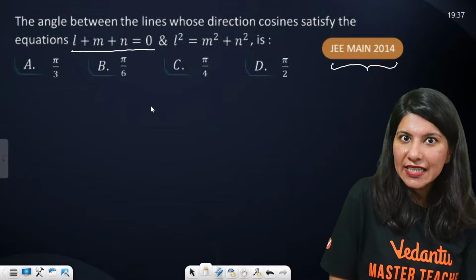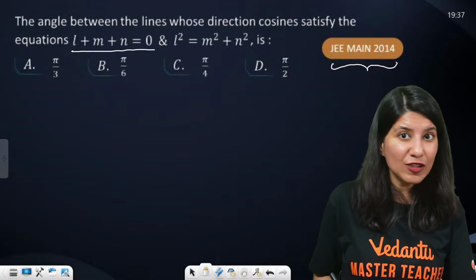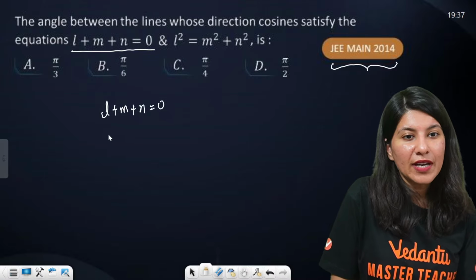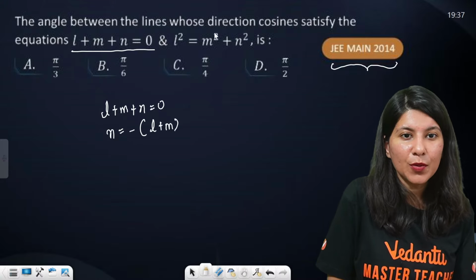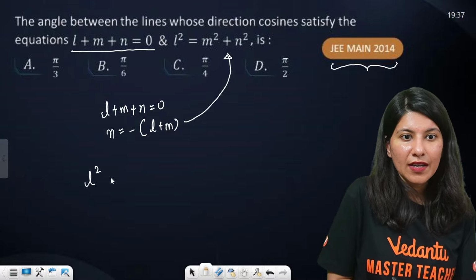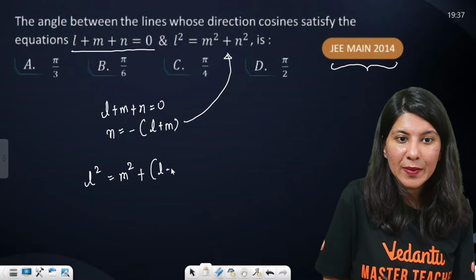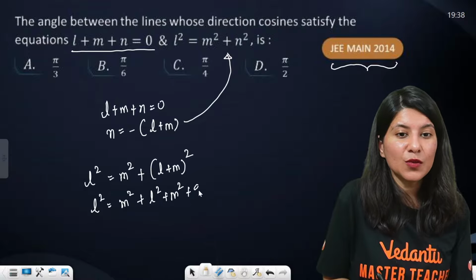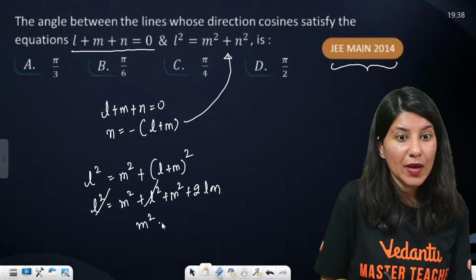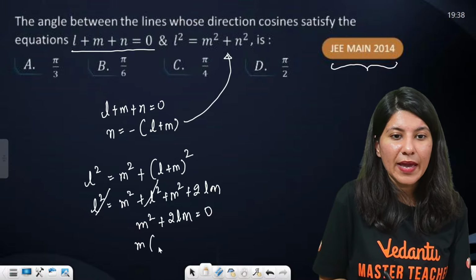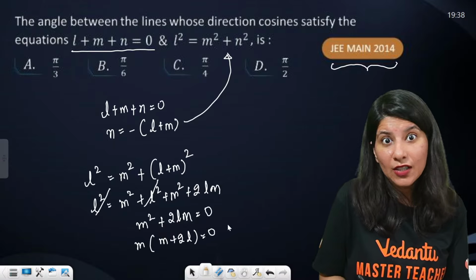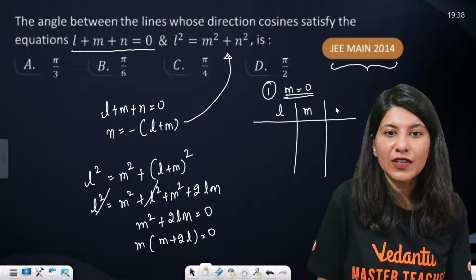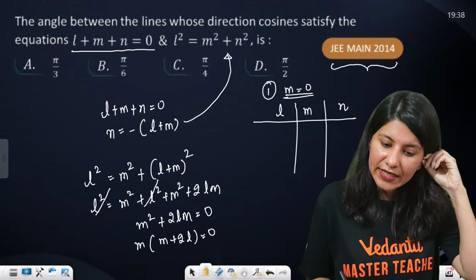Again, l plus m plus n equals 0. Now we have done one question. I have full faith that if you have understood that, you will be able to do this as well. l plus m plus n equals 0, so n will be equal to minus of (l plus m). Now put it in the second equation. So l square is equal to m square plus n square, and n square will be (l plus m) whole square, right? l square equals m square plus l square plus m square plus 2lm. This cancels out: m square plus 2lm equals 0. So m(m plus 2l) equals 0. So again two things you are getting. First thing, m equals 0. Now based on this you have to figure out the values of l, m and n. Are we ready?